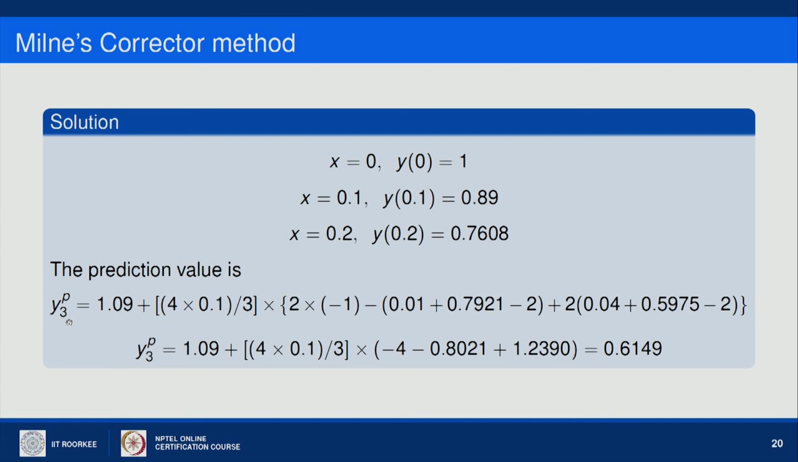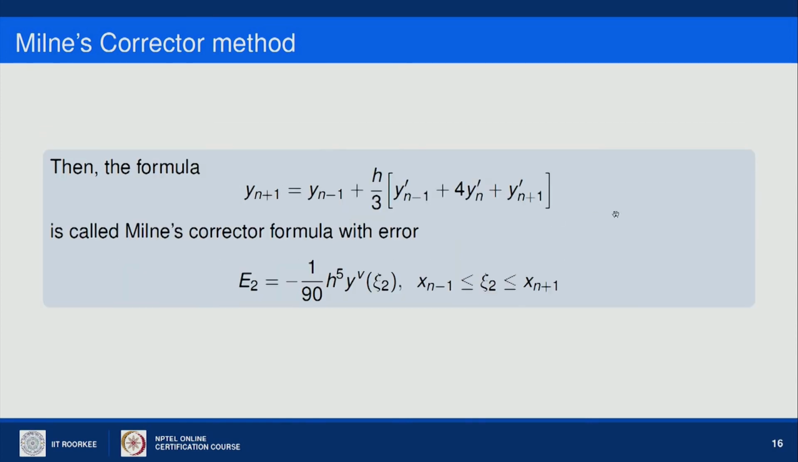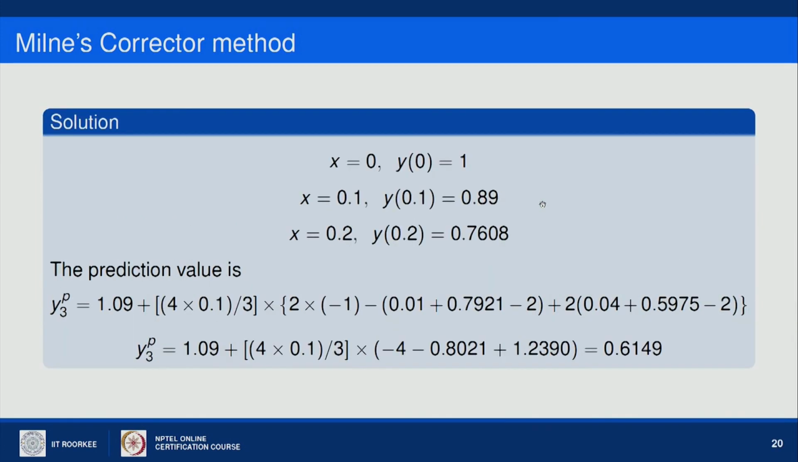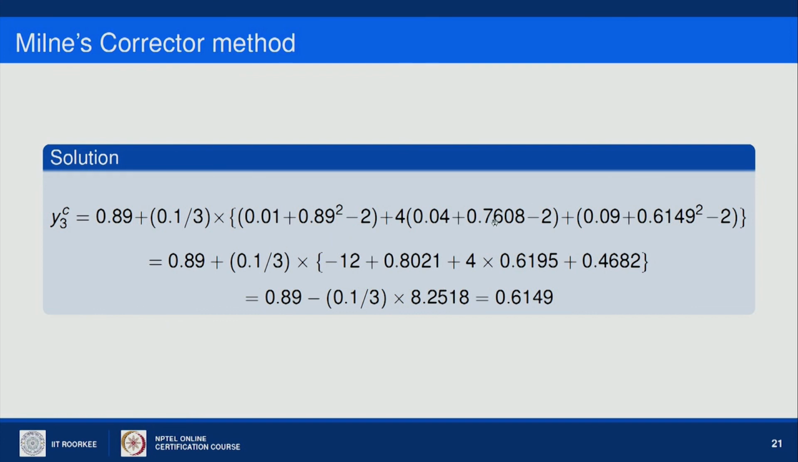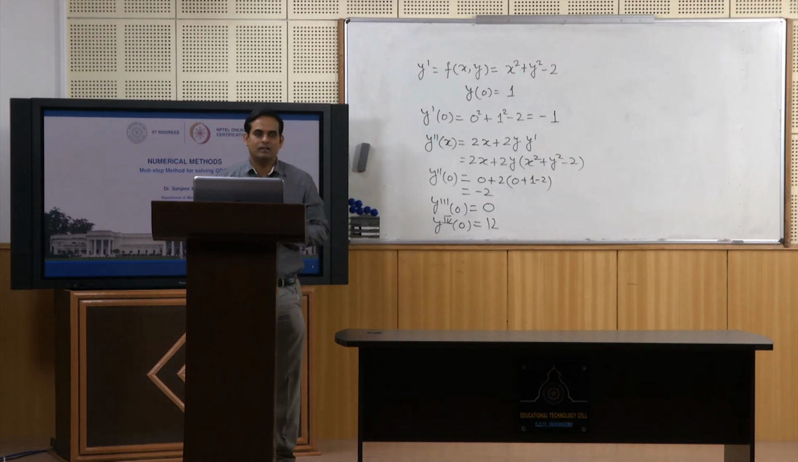Now I need to correct this value. So for this I will use the corrector formula, which is given by this particular equation, that is y n plus 1 equals y n minus 1 plus h by 3 times y prime n minus 1 plus 4 times y prime n plus y prime n plus 1. So after using this, the corrected value of y at x equals 0.3 can be obtained as 0.6149. So in this way we can apply the Milne predictor corrector method for solving ordinary differential equations.